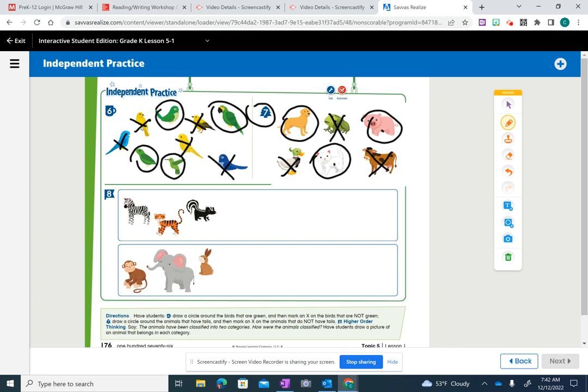The animals have been classified into 2 categories. How were the animals classified? Draw a picture of an animal that belongs in each category. So let's take a good look. The top one. What do these animals have in common? Draw an animal that has a stripe. All of these animals have a stripe. Can you draw one more animal that has a stripe there? These animals do not have a stripe. Can you draw one more animal that does not have a stripe?